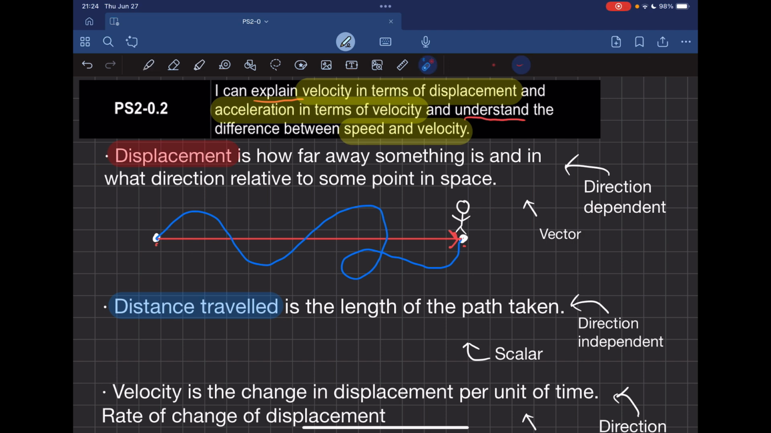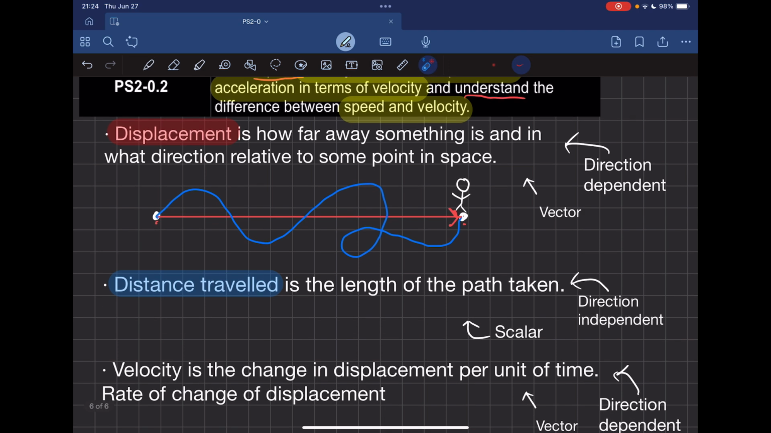Now let's contrast that with distance traveled. Distance traveled is just the length of the path taken. Remember, this blue path is actually their path through space. If you were to take this path and stretch it out against a ruler, a meter stick, or a measuring tape, and measure just how long that path is after you've straightened it out, that would be the distance traveled. Now, this is something called a scalar, and a scalar is not dependent on direction.